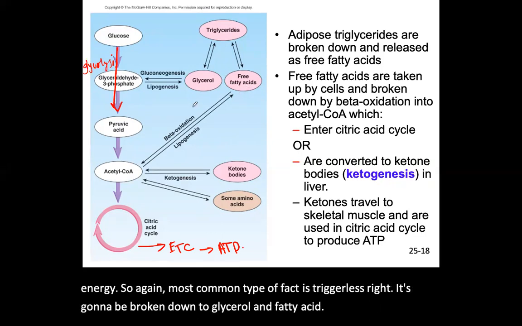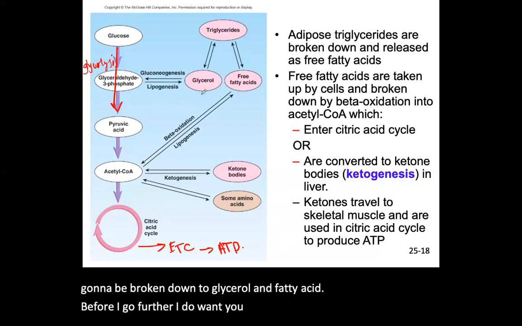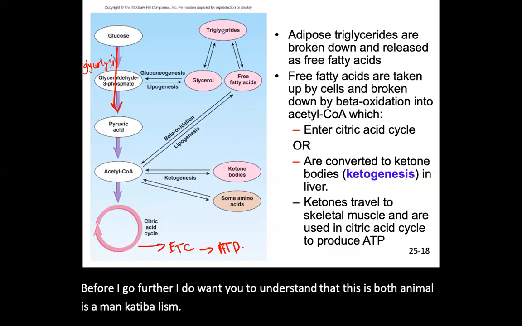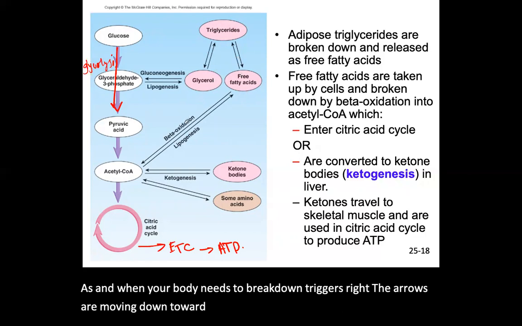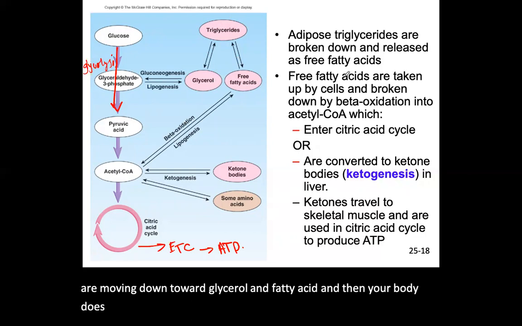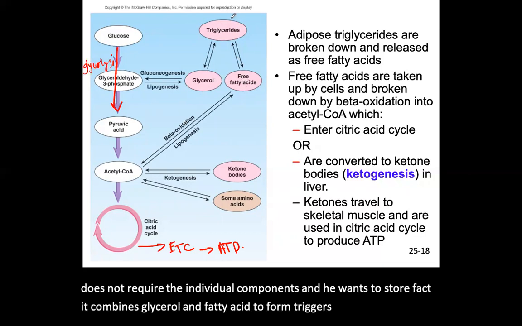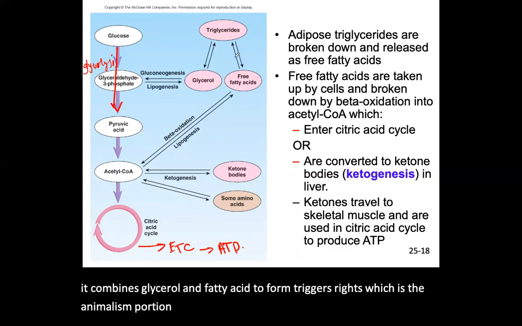Before I go further, I do want you to understand that this is both anabolism and catabolism. As in, when your body needs to break down triglyceride, the arrows are moving down toward glycerol and fatty acid. And when your body does not require the individual components and it wants to store fat, it combines glycerol and fatty acid to form triglycerides, which is the anabolism portion of metabolism.